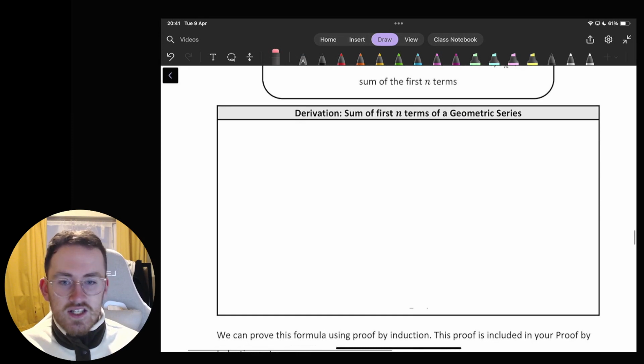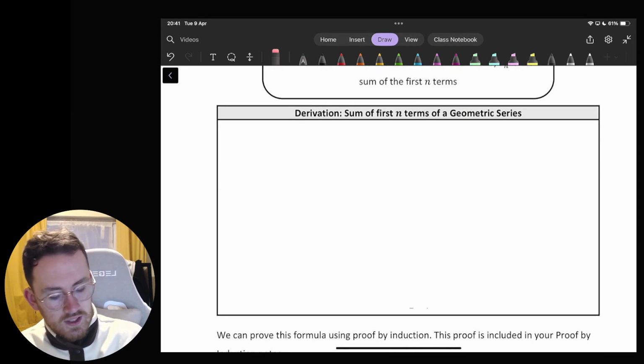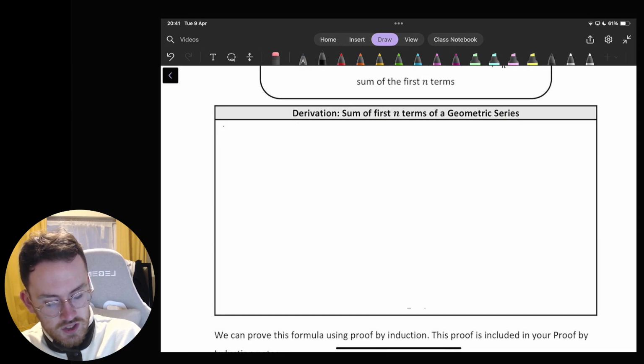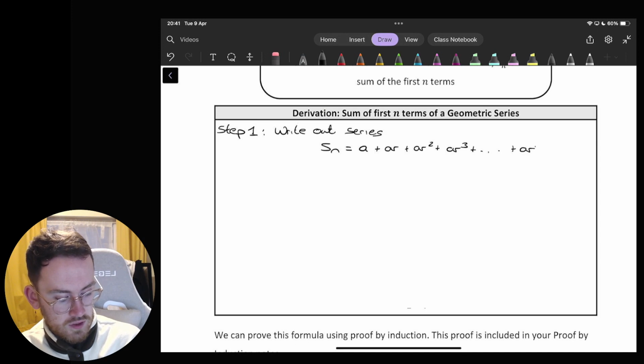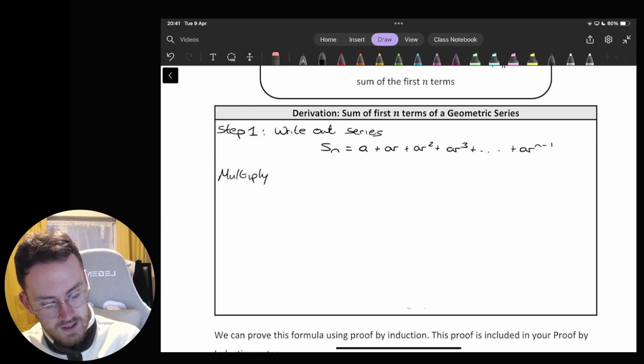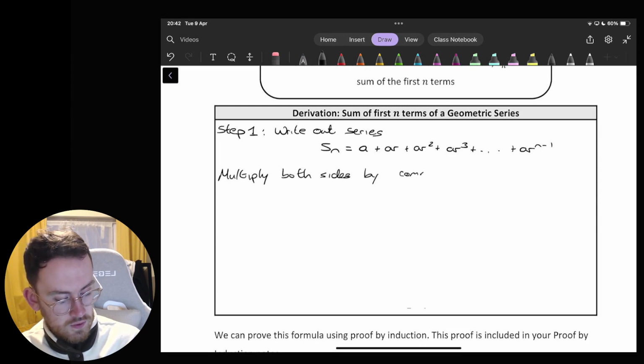In terms of looking at derivation, it's no harm just to run through it quickly. So looking at the derivation, we first consider the sum of the first n terms. So let's write out our series. Sn would be a plus ar plus ar squared plus ar cubed, and so on, all the way up to ar to the n minus 1. What I want to do then is multiply both sides by my common ratio, r.